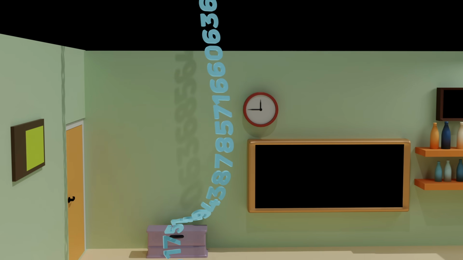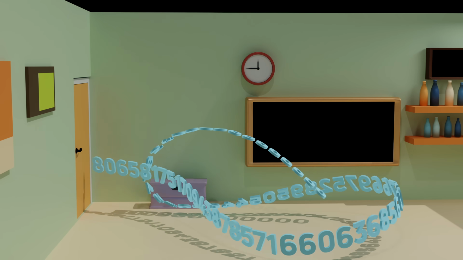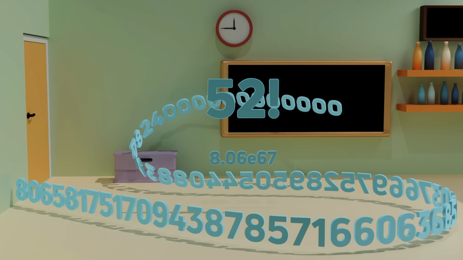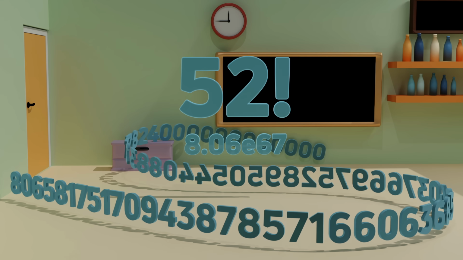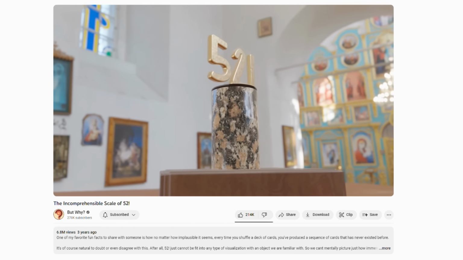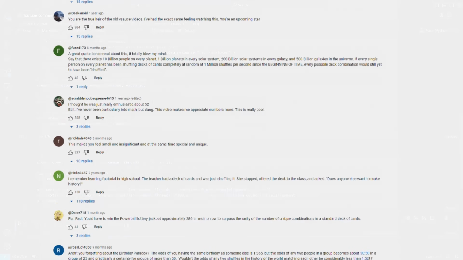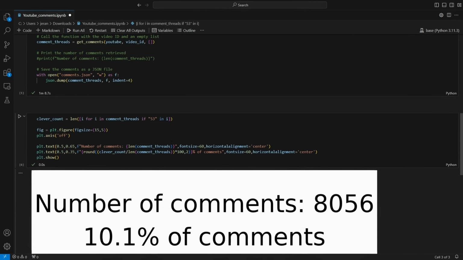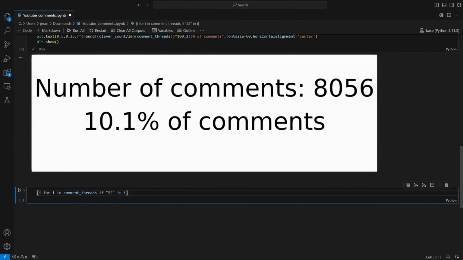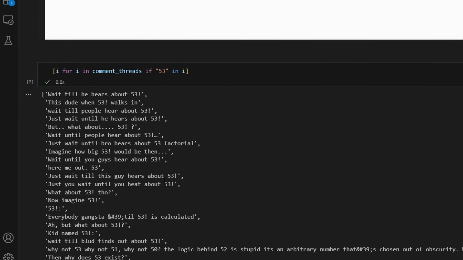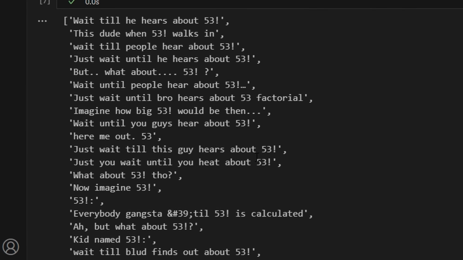Today, I want to return to the topic of large numbers, specifically my favorite large number, 52 factorial. When I originally discussed this number, three repeating comments kept popping up. First, roughly 10% of comments joked about the idea of 53 factorial. So congrats on the originality.